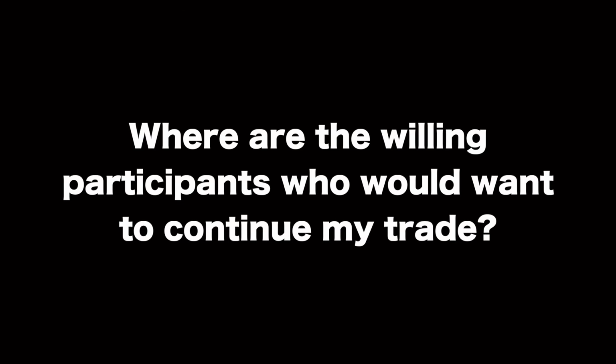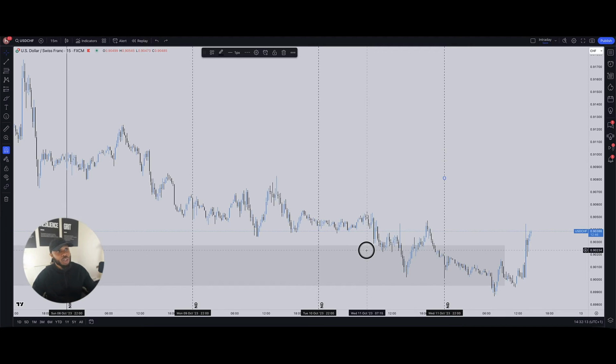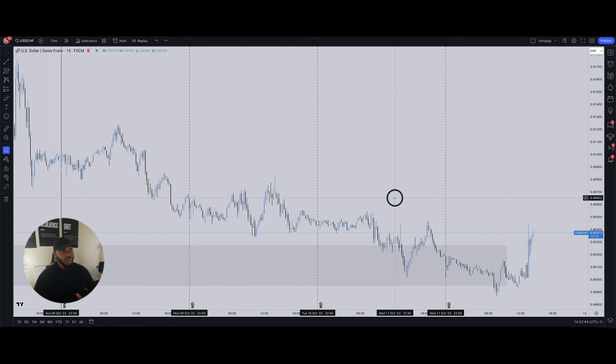Where are there willing participants who would want to continue my trade? Pause the screen one more time and just jot down where you believe there's going to be willing participants who want to continue a buy. Whilst you guys are figuring that out, I'm going to show you guys where I entered from.